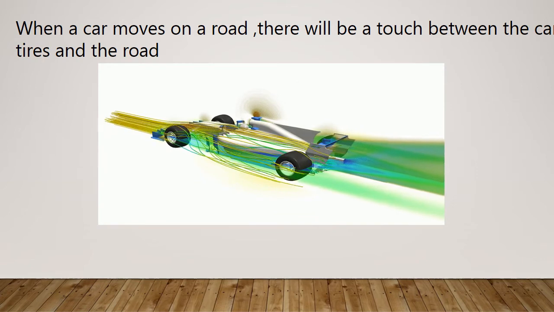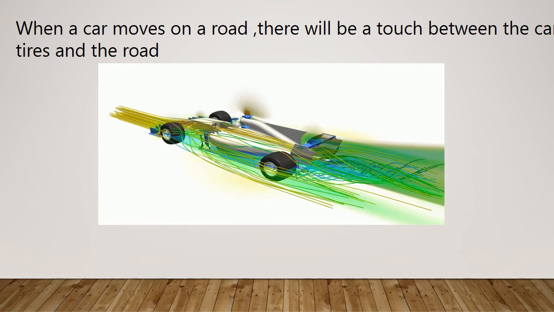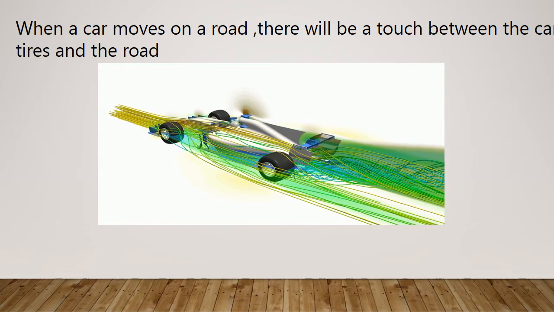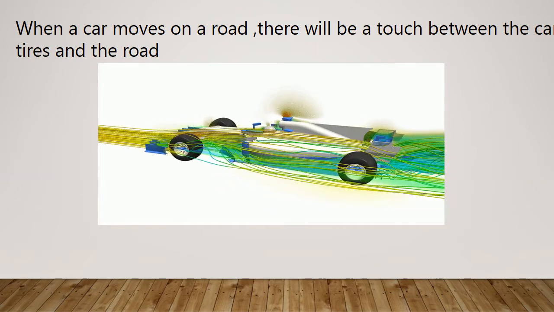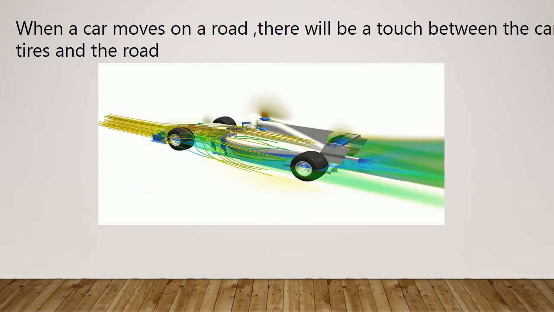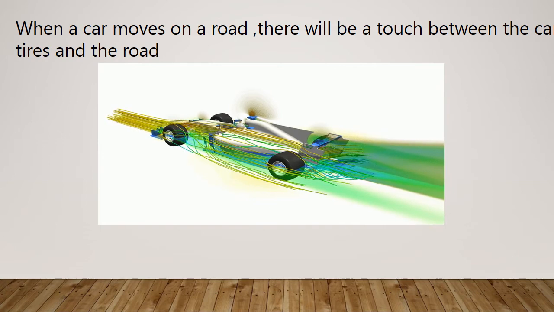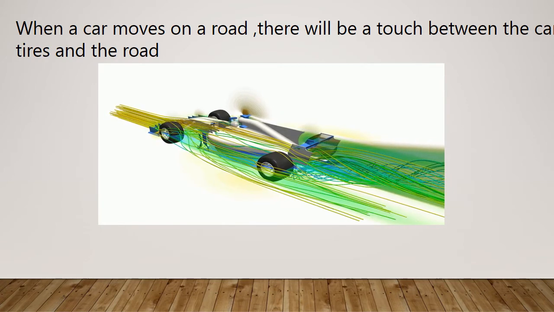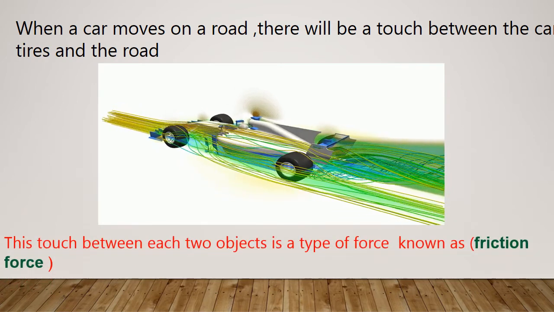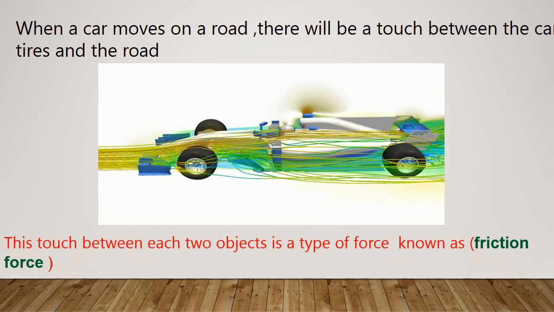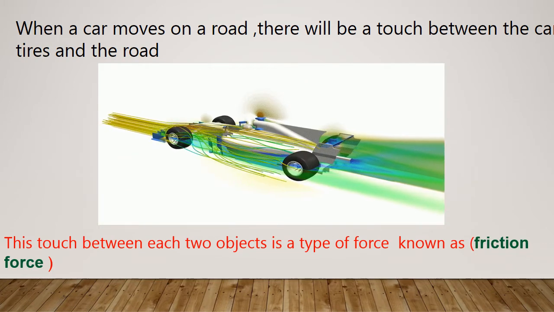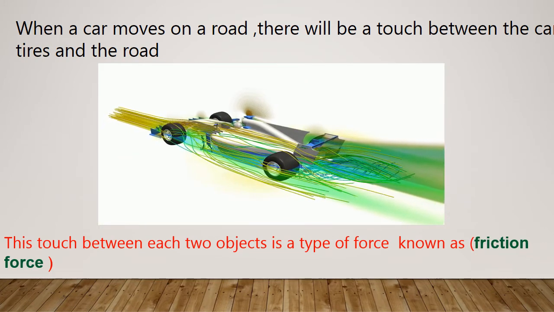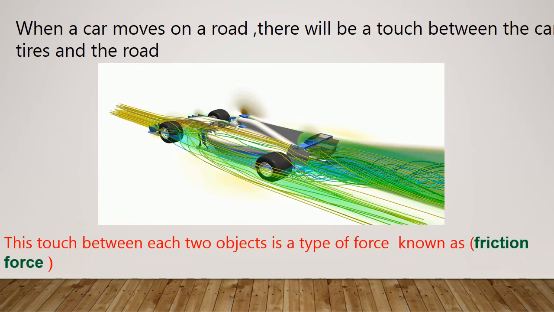So if I ask you, at what time does the friction force appear? When solid objects, like the tire of this car, touch another surface. So we can say this touch between any two objects is a type of force known as friction force.